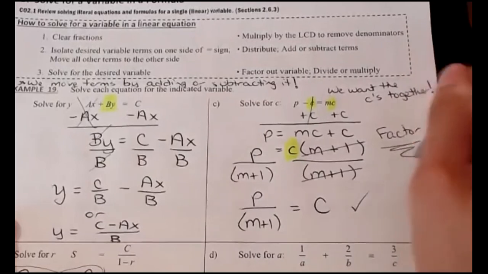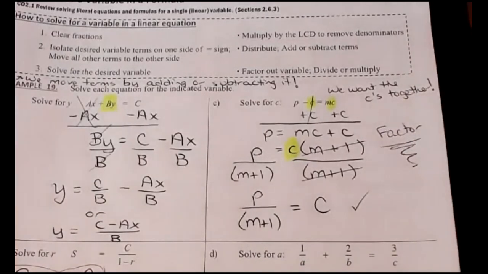Factor. So that's the technique that we end up using in Math 104 that we have not seen before. You may have to combine the terms with the same variable, and then you'll have to factor the GCF, which ends up being that variable, just so that you can divide and get it by itself.